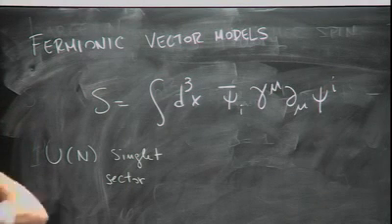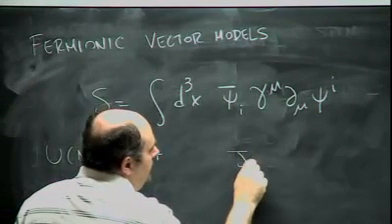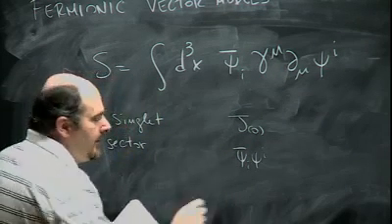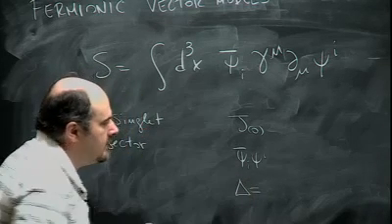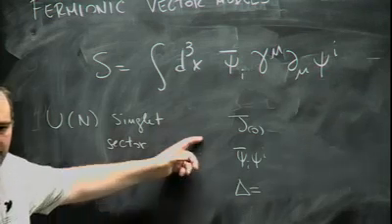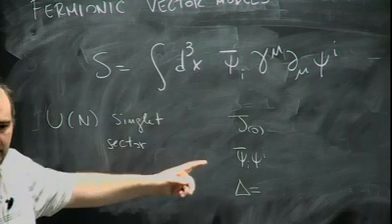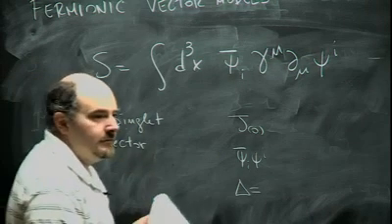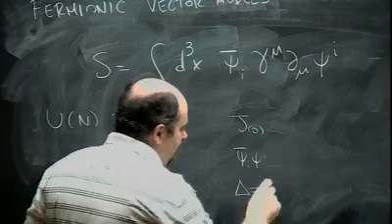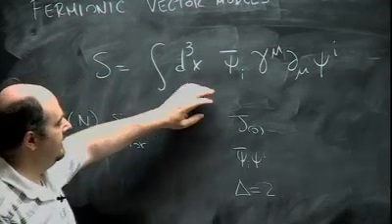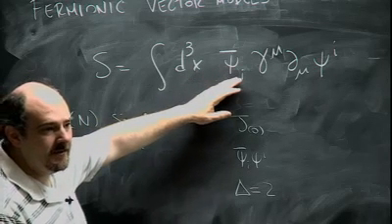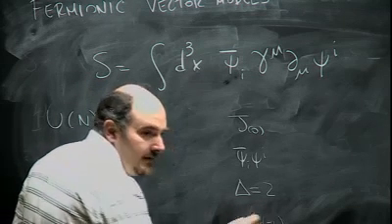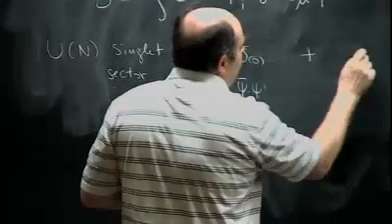And the U(N) singlet sector is very similar. There is a scalar operator, which is the operator psi bar I psi I. What is the conformal dimension of this operator in this free CFT? Two, right? Because in three dimensions the fermion has dimension one, so this has dimension 2. In general dimension, it will have dimension d minus 1, right?